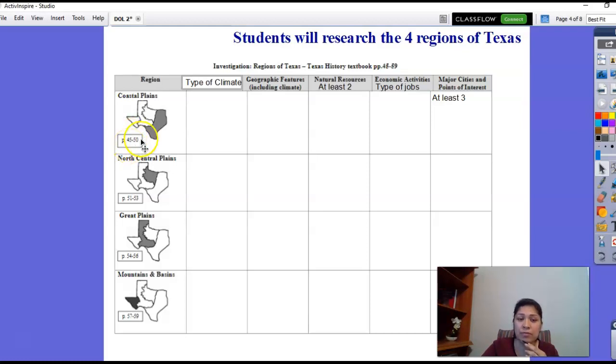to page 45. On the first column, you want to tell me what type of climate is in this region. What are the geographic features? Like the lady said on the video, are there mountains there? Is the beach close by? Are there forest areas? Give me at least 2 natural resources that are found in this specific plain, in this region. What type of jobs do people have here? And give me at least 3 major cities or points of interest.